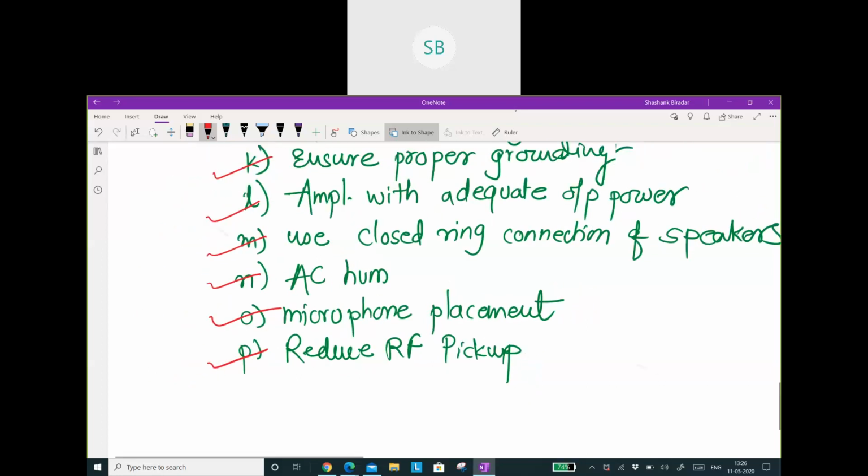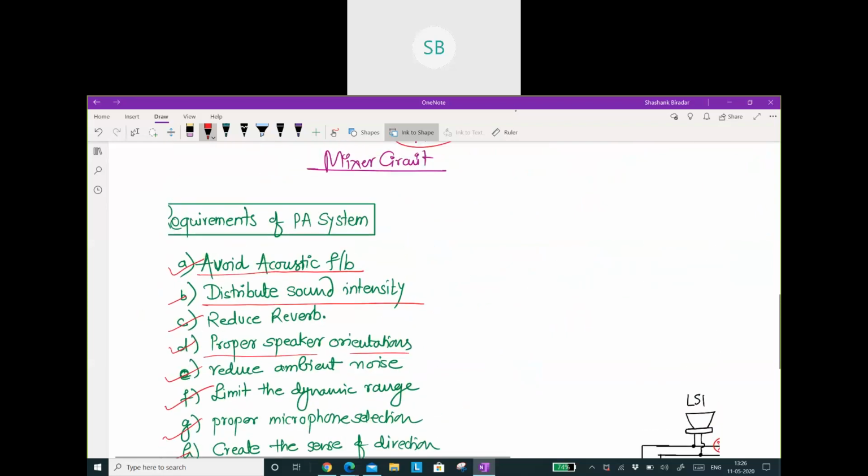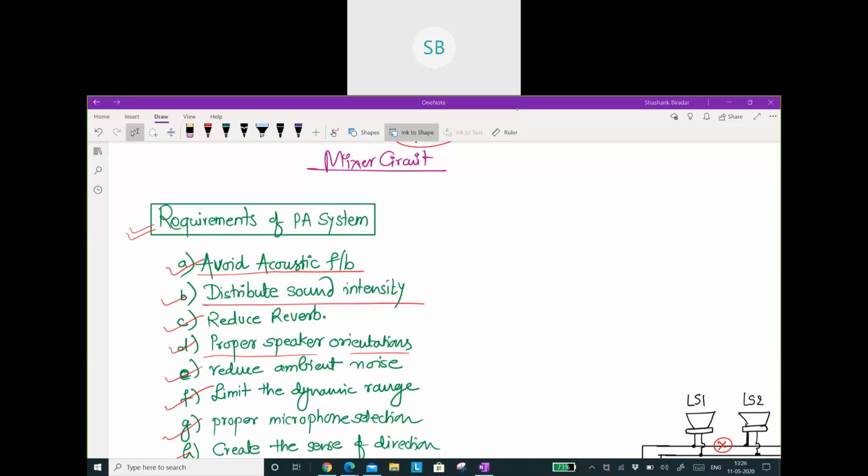So these are some of the points regarding the requirements of the PA system. For today I guess we will stop, and in the next lecture we will look at some of the parameters of this PA system. What else is remaining? Yes, the cordless microphone system, then types of speakers and microphones.